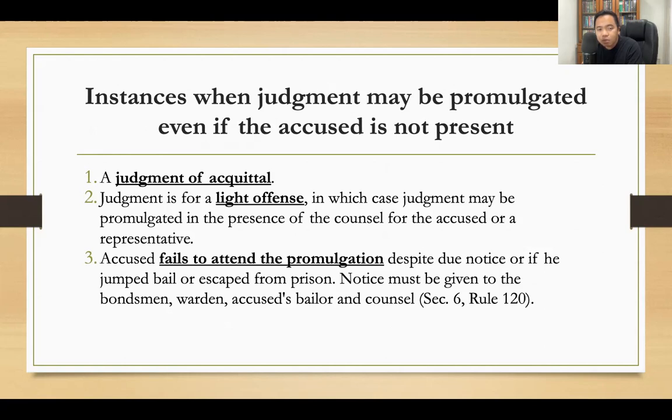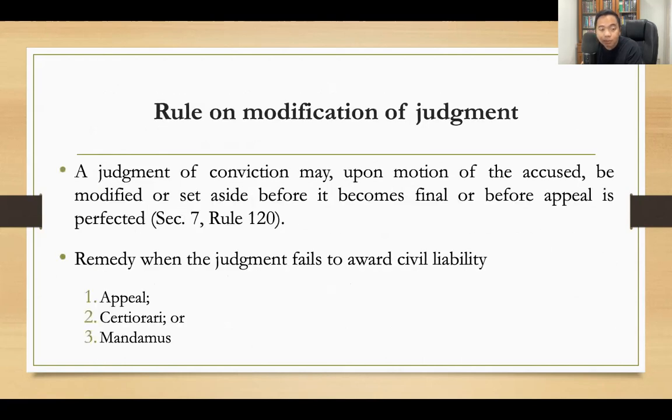In case of judgment of acquittal, or in case the judgment is for a light offense, the promulgation is to be done in the presence of the counsel for the accused or a representative only. And if the accused fails to attend the promulgation despite due notice, or if he jumped bail or escaped from prison, notice must be given to the bondsman, warden, accused's bailor, and counsel.